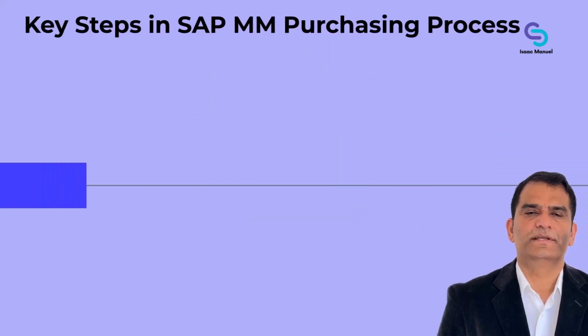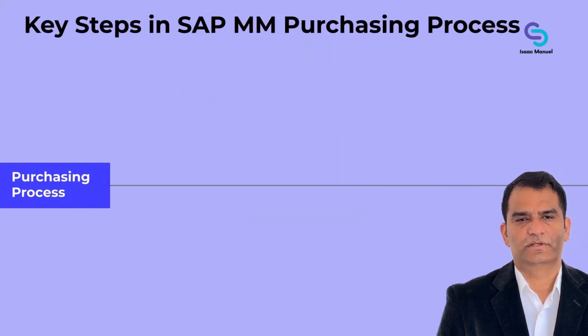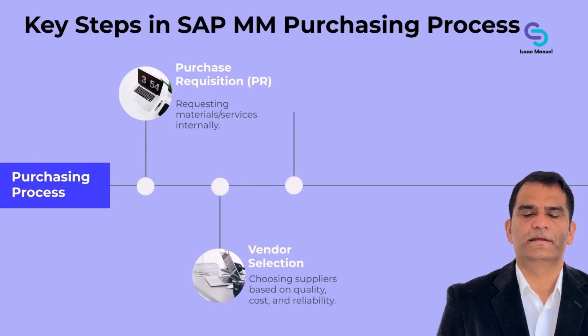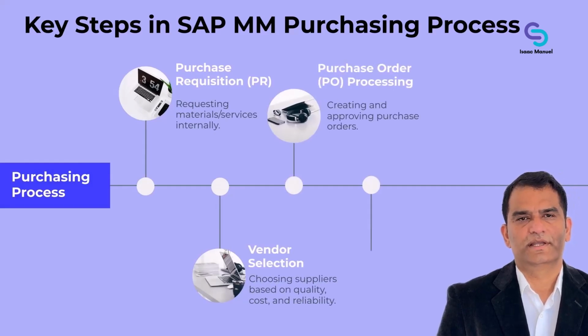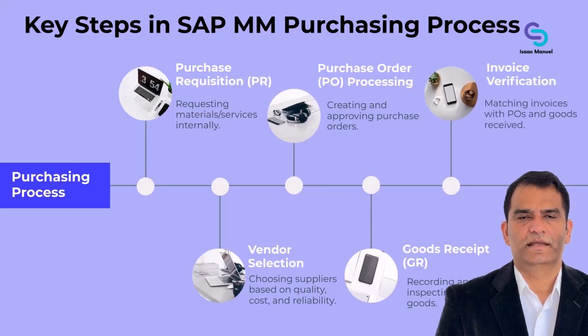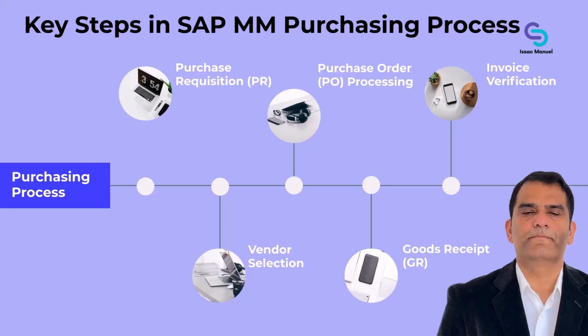The purchasing process in SAP MM is designed to streamline procurement from requisition to payment. It includes steps such as purchase requisition creation, vendor selection, purchase order processing, goods receipt, invoice verification, and payment handling. By automating these steps, businesses can optimize efficiency, reduce procurement costs, and improve supplier relationships.